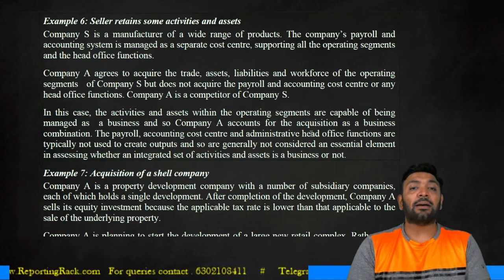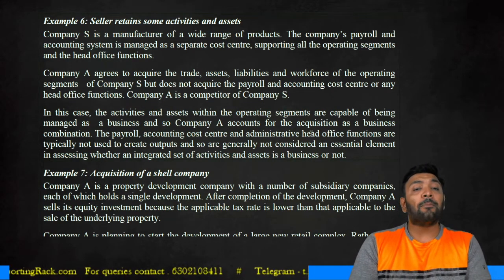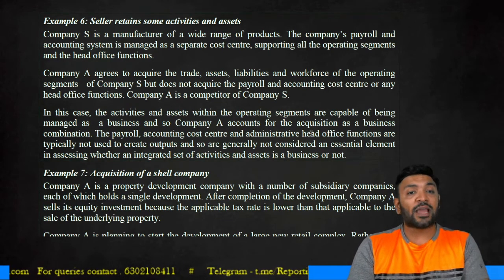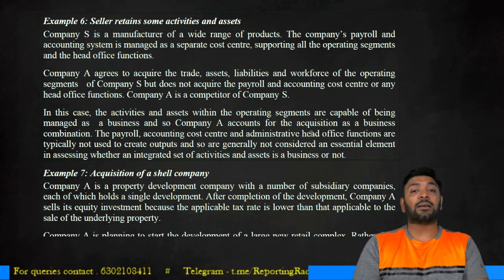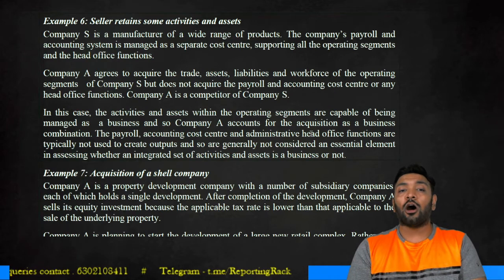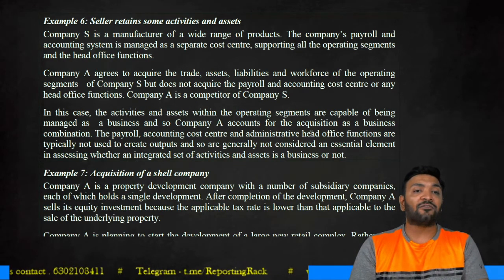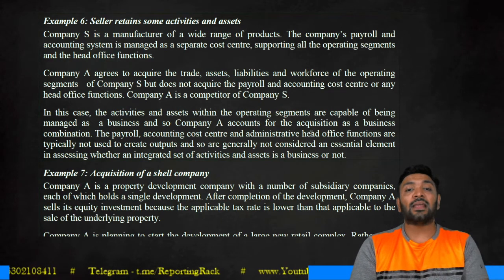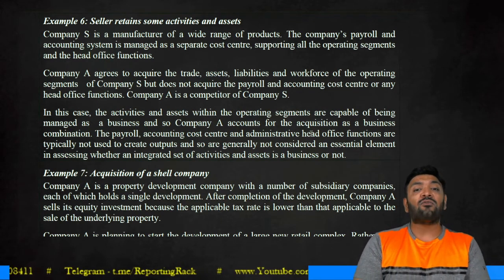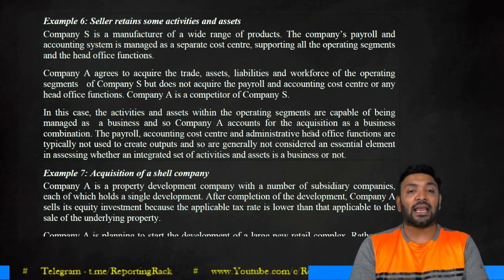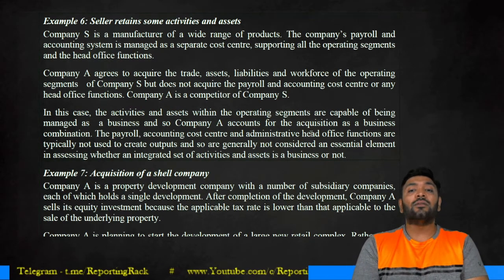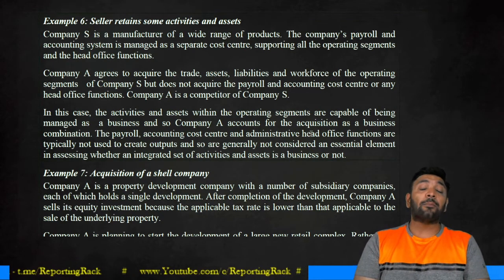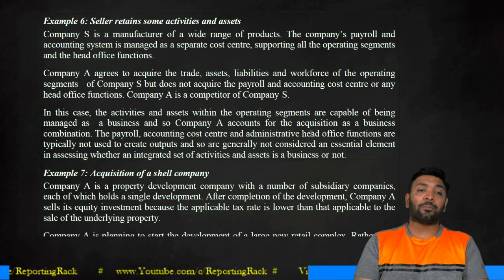Seller retains some activities and assets. Company S is a manufacturer of a wide range of products. The company's payroll and accounting system is managed by a separate cost center supporting all operating segments and the head office function. Company A agrees to acquire the trade, assets, liabilities and workforce of the operating segments of Company S, but did not acquire the payroll and accounting cost center or any head office function. Company A is a direct competitor of Company S.